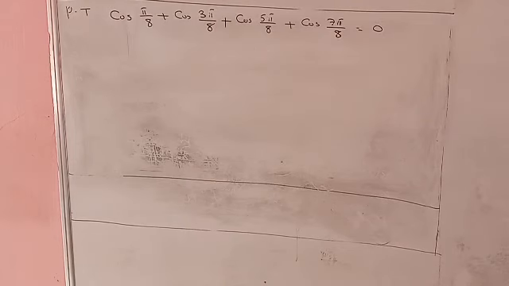This problem is also important. Prove that cos pi by 8 plus cos 3 pi by 8 plus cos 5 pi by 8 plus cos 7 pi by 8 is equal to 0. There are 4 cosine terms in the left hand side. We group it into two. That is, take cos 7 pi by 8 and cos pi by 8 in one group and cos 5 pi by 8 and cos 3 pi by 8 into the second group.